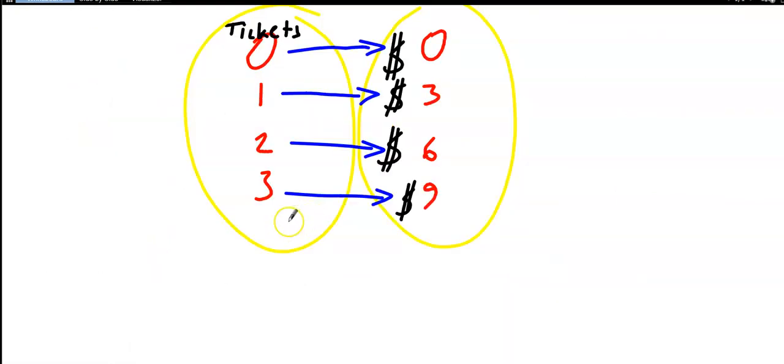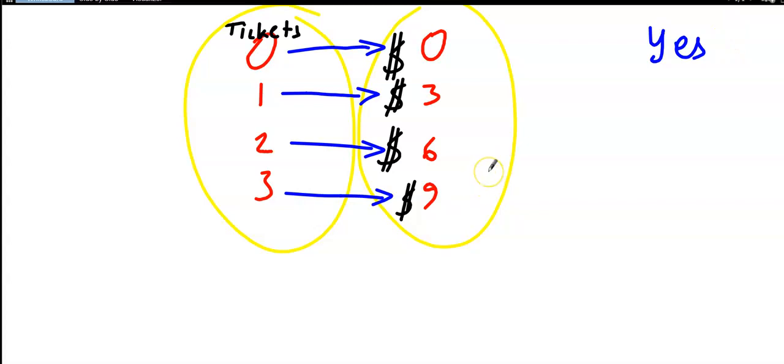Alright, let's look at this diagram here. We're given the number of tickets and the cost, and we have to determine if this is going to be a function. So remember, these are x values and these are y values. Every x value should only be paired up with one y value. This one should be pretty easy to tell. This one has 1, this one has 1, and this one has 1, and the last one has 1. So therefore, yes, it is a function.